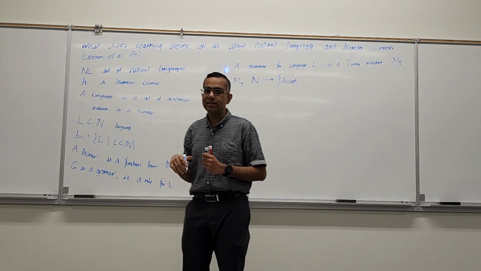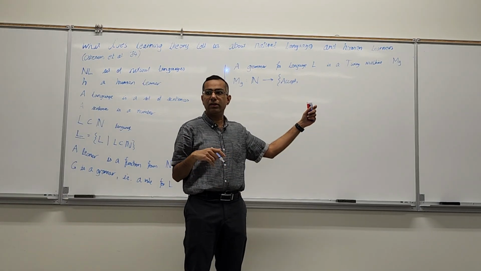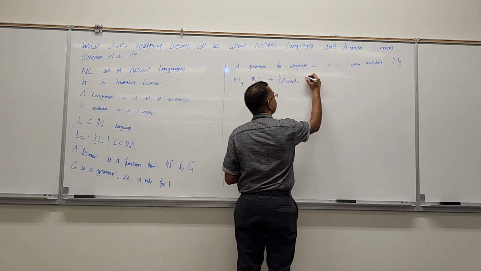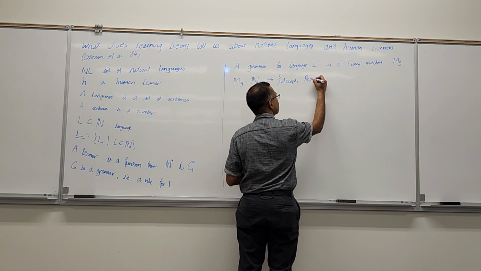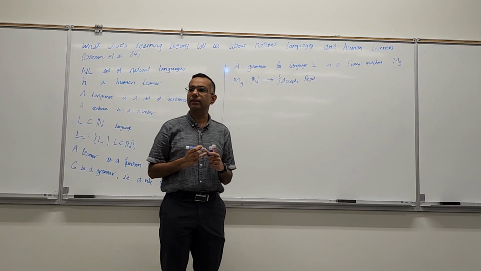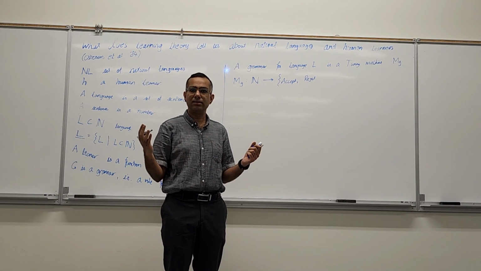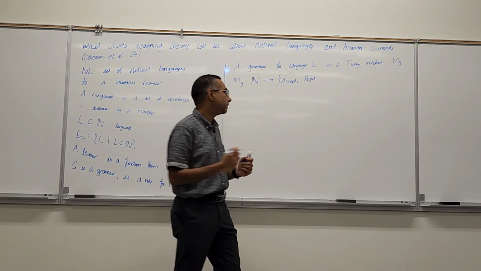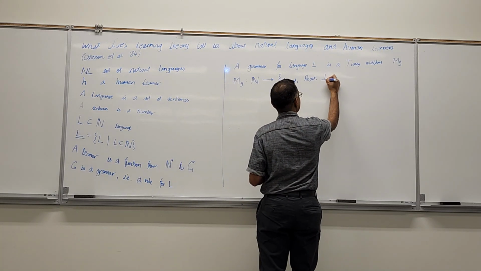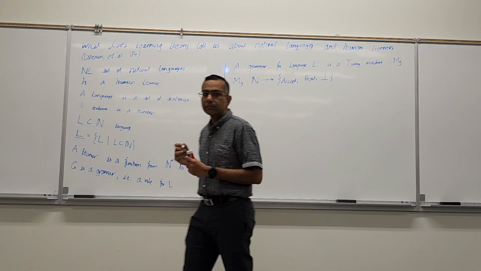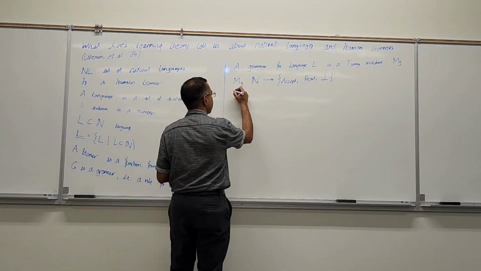And if this input is not in the language, then maybe it should reject. So it can reject. And what's the third possibility? Unknown. Yeah, it's unknown or it doesn't halt, right? So basically the Turing machine just keeps going forever, right? So I'll write that as 1, okay?